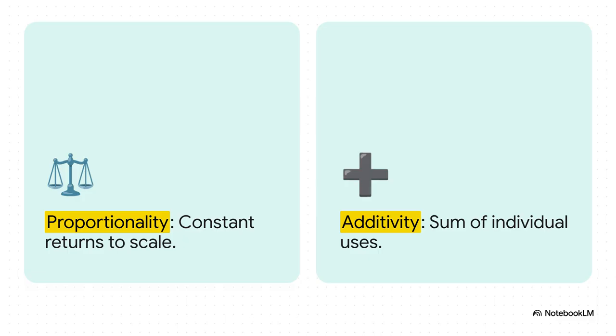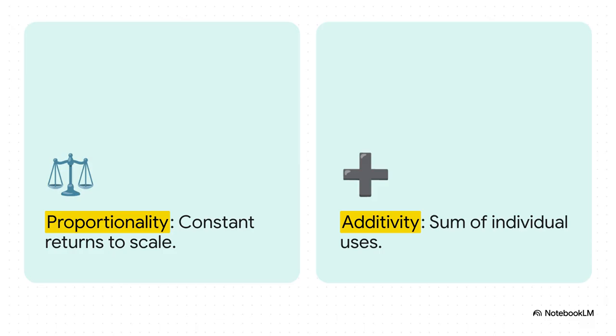First, proportionality basically means we assume perfectly straight lines and constant returns to scale. If 1 unit of a product takes 2 hours to make, LP strictly assumes that 5 units will take exactly 10 hours. There are no efficiency discounts, no learning curves, just straight math.